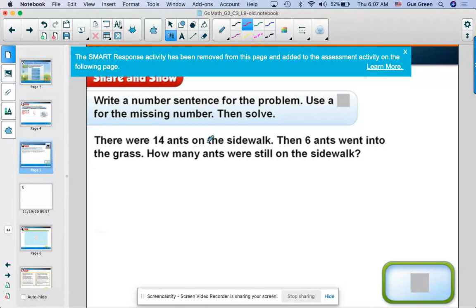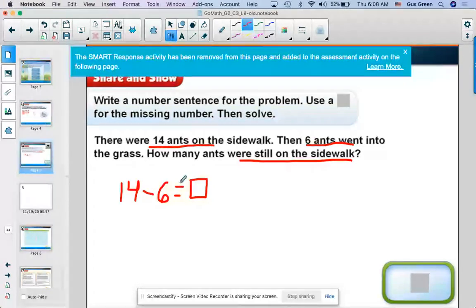All right, so again, there's lots of information here. We know that there were 14 ants on the sidewalk. So that's kind of like the total. Then 6 ants went into the grass. How many are still on the sidewalk? So the part we don't know is we're not sure how many are still there. But we know 6 went into the grass. So this sounds like a subtraction problem because some of the ants went away. So we had 14 ants in all. And if I take away the 6 that went into the grass, I'll know how many are still on the sidewalk. So I would read this, 14 minus 6 equals blank.